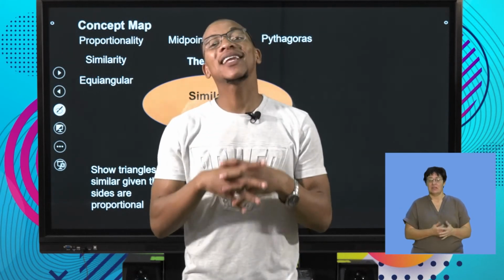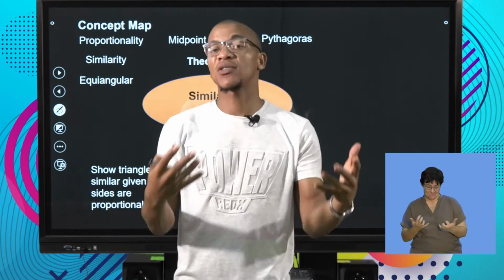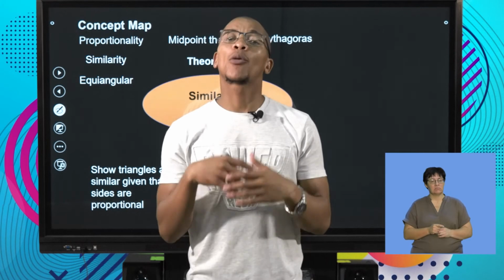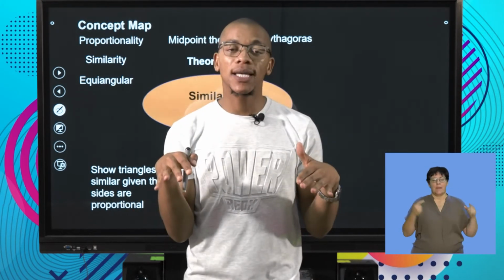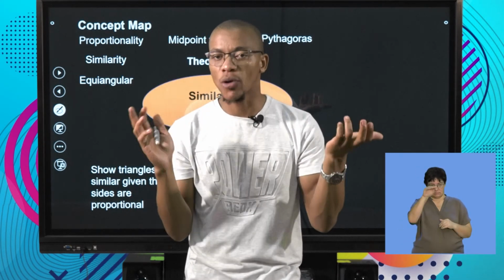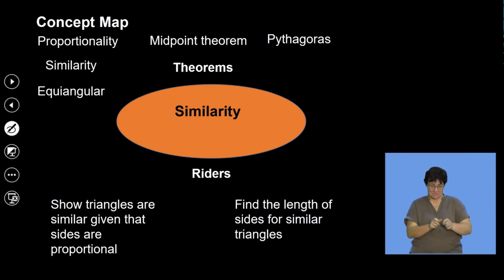Right now we are still looking at some similarity calculations, specifically some riders, right? So the next question will have to do with the proportionality theorem, when I have one side parallel to the third side of the triangle, which will then cut the other two sides in proportion, right? But let's just see how to solve these questions.